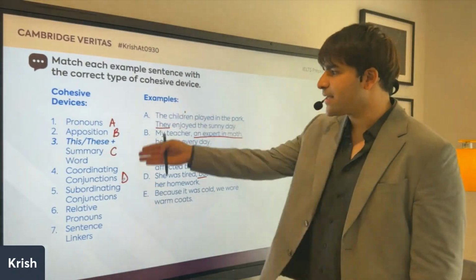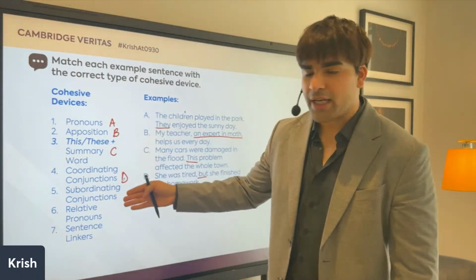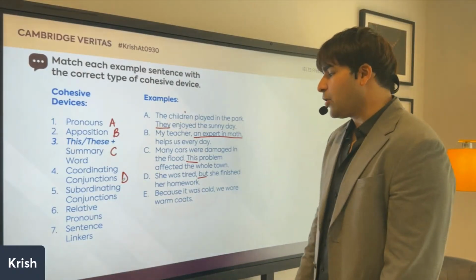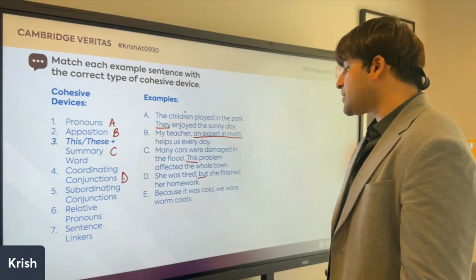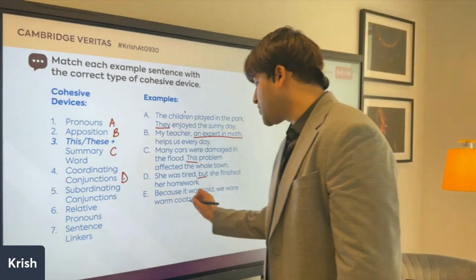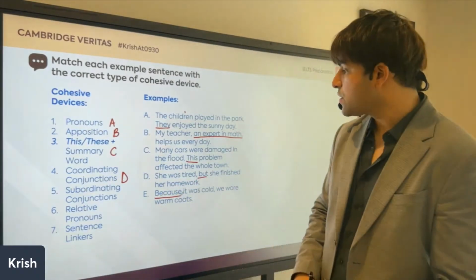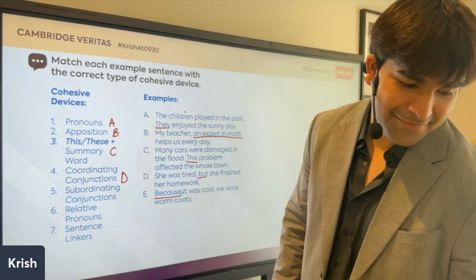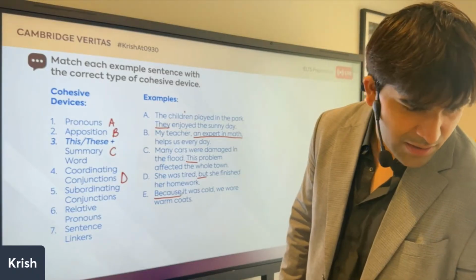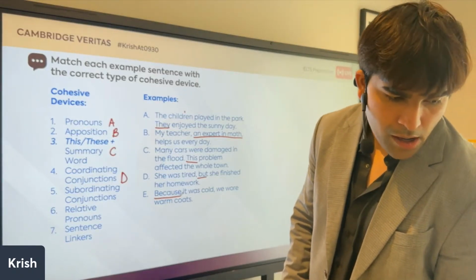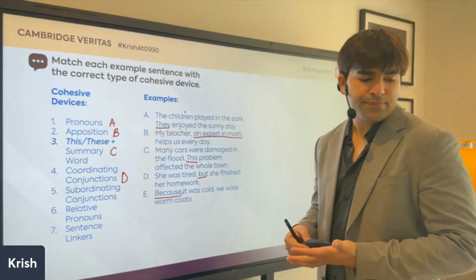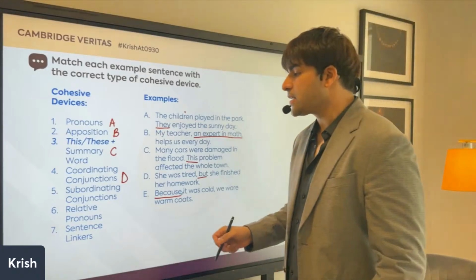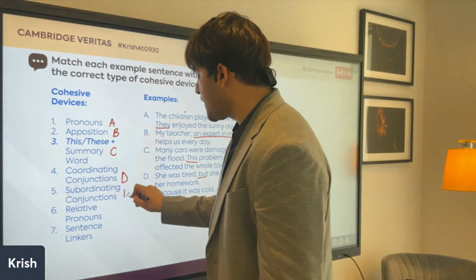You must be thinking, everything is matching, adjoining, A, B, C, D. But it may not be true. Here we go. E. Because it was cold, we wore warm coats. Because. What is it? Summary words? E is subordinating conjunctions. Thank you very much.